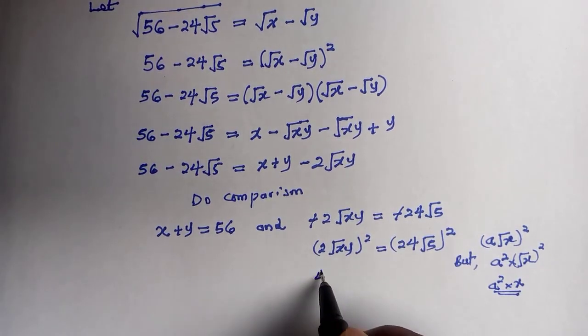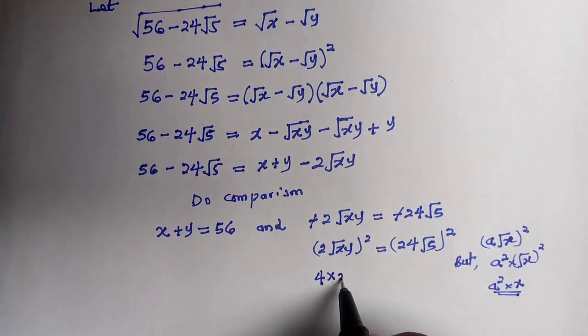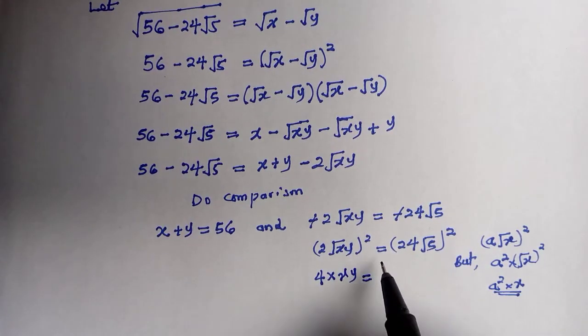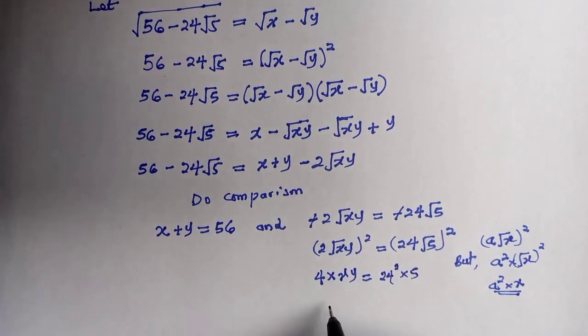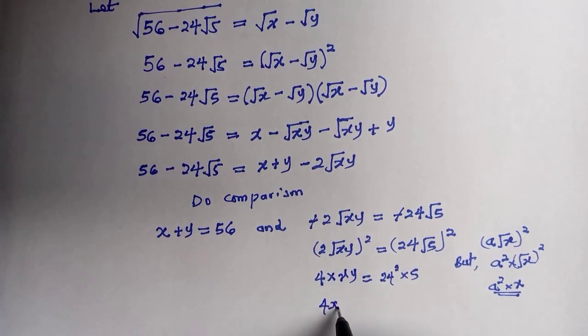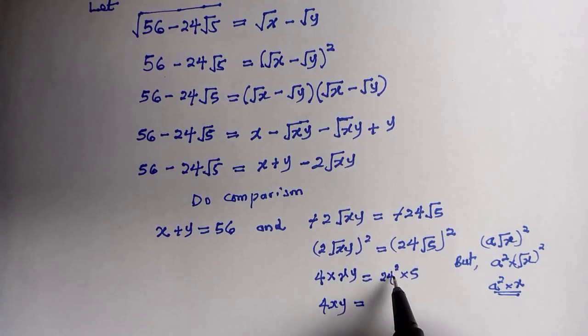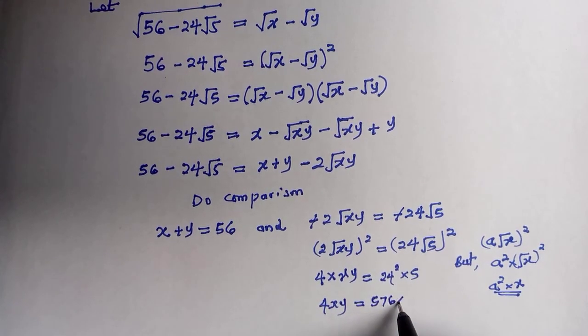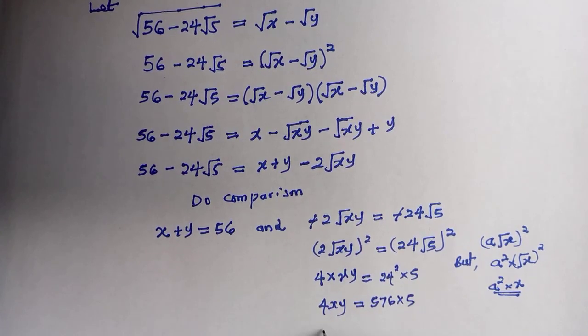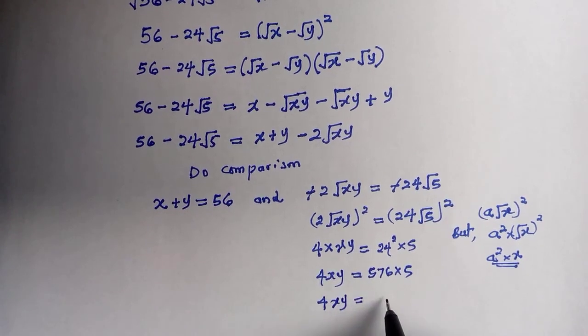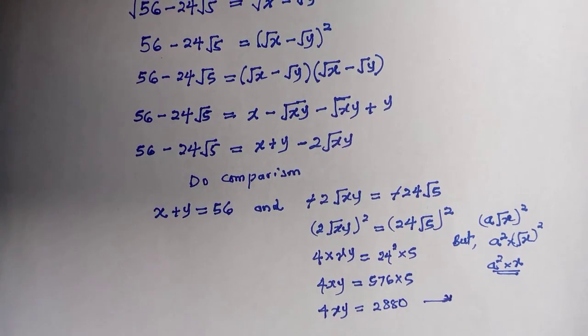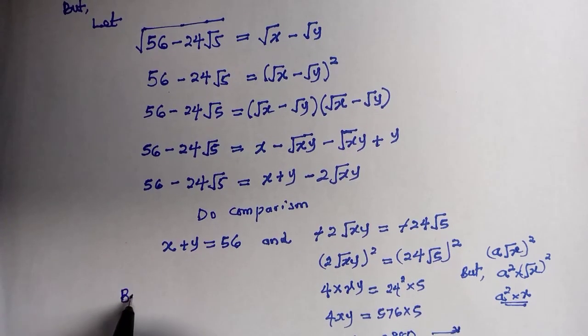By applying it here, we have 4 multiplied by, if this cancels, xy equals to 24 squared multiplied by 5. So this multiplied, that is 4xy equals to 24 squared, that is 576, multiplied by 5. All right, so we have 4xy. The 4xy equals to, multiplying this, we have 2880. So I'm going to store this because I will need it in future, so I don't want to divide.